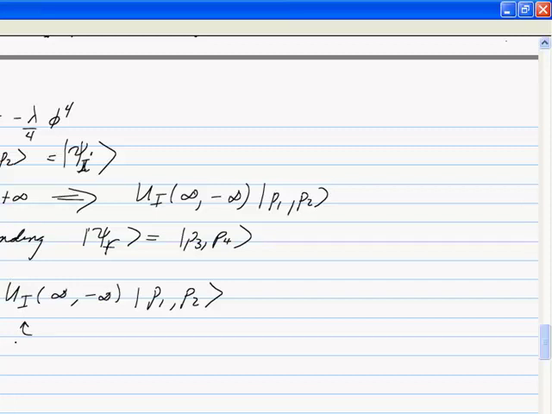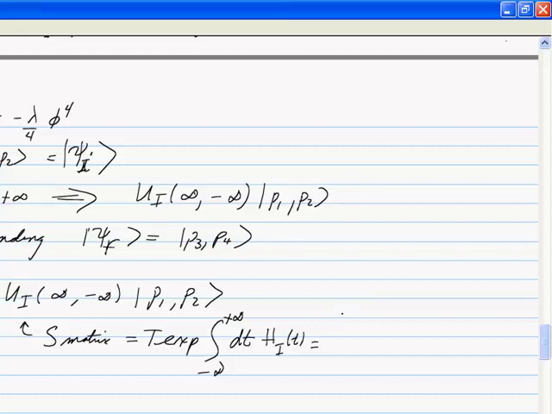This guy is often called the S matrix. That's not that relevant for us right now, but it's equal to the time-ordered product of the exponential of minus i times the integral from minus infinity to plus infinity dt of the interaction Hamiltonian, a function of t.